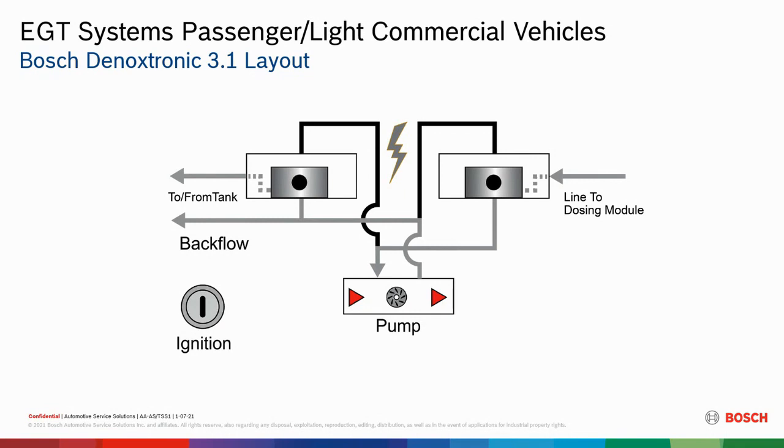The reason for it is, it doesn't know how long it's going to be shut off for. It could be 5 minutes. It could be 3 days. It could be a month. So we've got to evacuate those lines every single time we turn it off. And this is how the 3.1 system works. Like I said, these are the most common that you're going to see out there at this time.